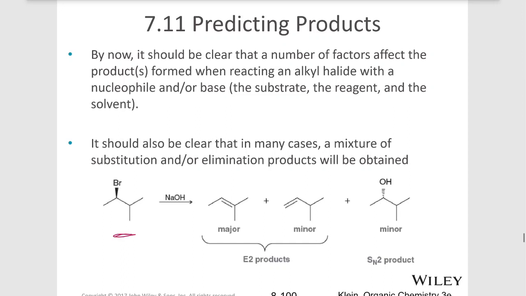We can get the substitution product. Notice this is a chiral starting material, so we've got a hydrogen going back and a bromine coming out. Remember, we get inversion of configuration when the nucleophile attacks. So if our hydroxide is acting as a nucleophile, it's going to perform an SN2 reaction where it attacks at the alpha carbon, kicks out the leaving group, and we form this product over here. Notice that we get inversion of configuration, so our hydroxide is on a dash, whereas our bromine was on a wedge.